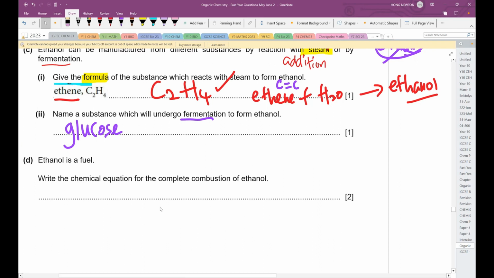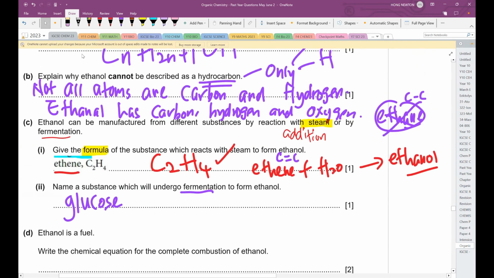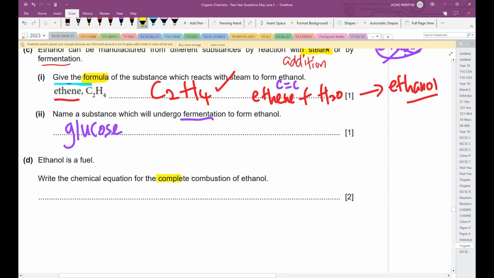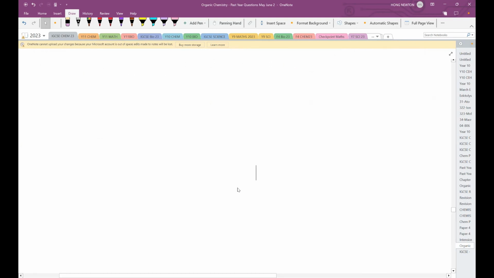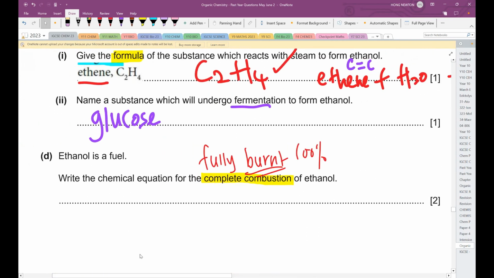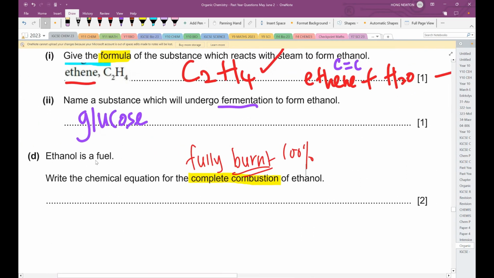So ethanol is a fuel. Write the chemical equation for complete combustion. Complete combustion means fully burned, 100%. Some students ask me, teacher, what is the difference between fully burned and partially burned? You see, the question said complete combustion. So what is the difference between complete and incomplete combustion?